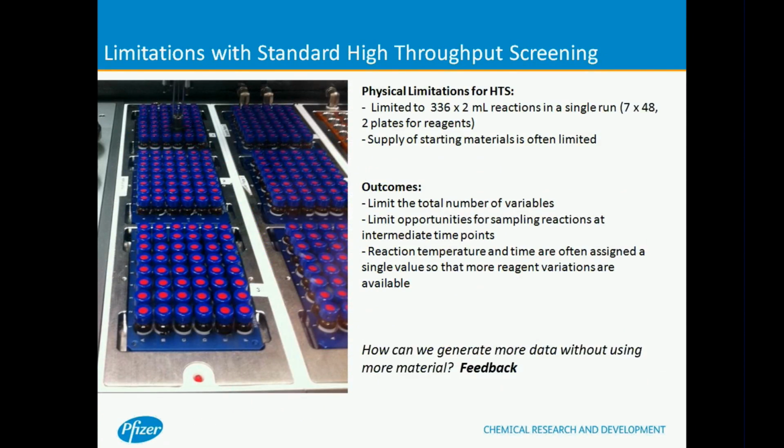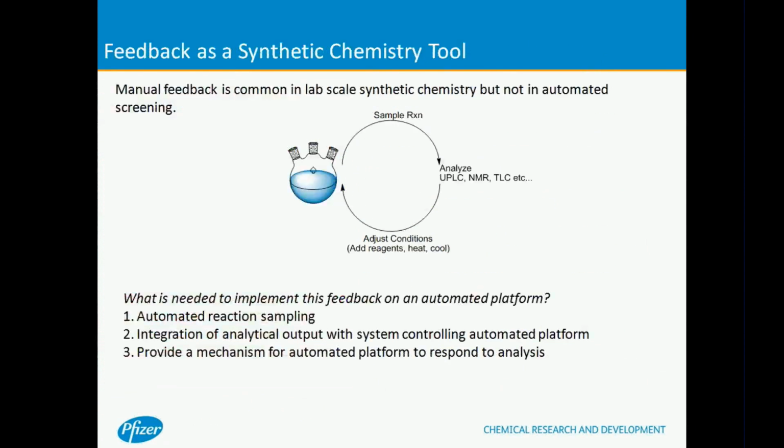And so the question that comes up is how can we generate more data without using more material? One possible answer would be a feedback loop. Feedback as a synthetic chemistry tool is nothing new. We use it all the time. Manual feedback is common in lab scale chemistry.